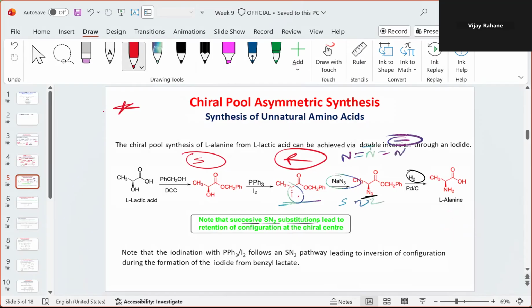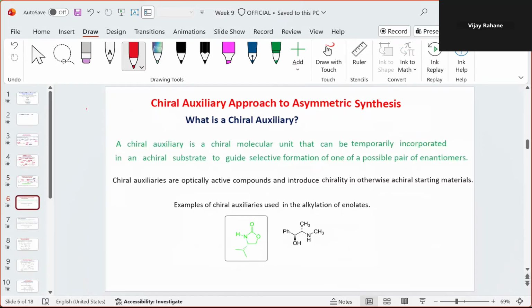Okay, so this is another example of chiral pool synthesis. Do you have any doubt? Please let me know. We'll take some more examples of chiral pool synthesis later, if time permits. But right now, we'll move toward the third approach in asymmetric synthesis, which is the chiral auxiliary approach, and this is one of the important approaches. Generally, you may see some examples based on this approach.